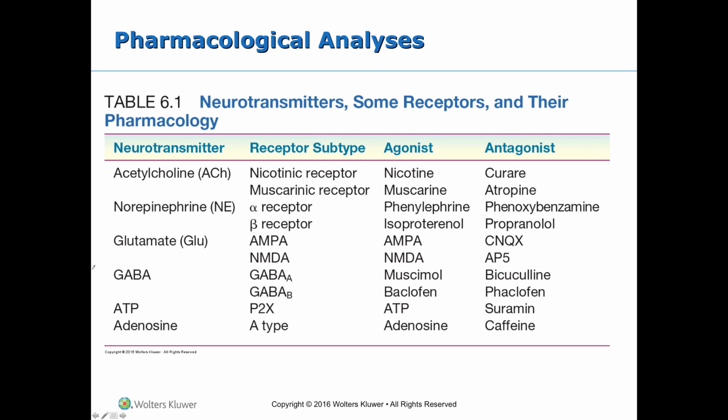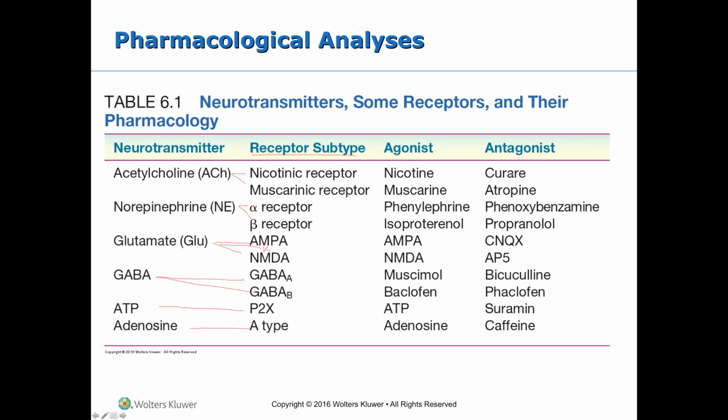So here's just a brief table, 6.1 from your book, showing the different neurotransmitters and some different subtypes that exist in their receptor systems. Acetylcholine has 2 receptor subtypes, norepinephrine has 2 receptor subtypes, glutamate has 3. Right here, the kainate receptor is not listed. GABA, primarily 2, ATP, adenosine. And then it lists their agonists and antagonists.